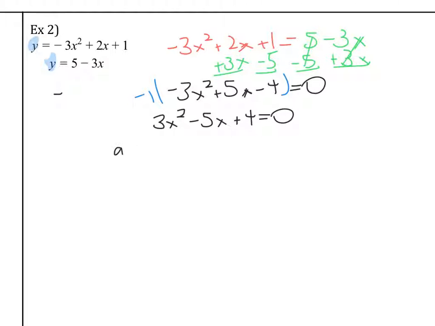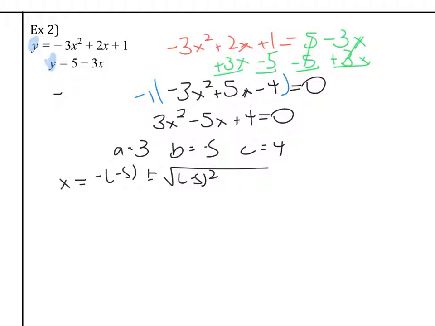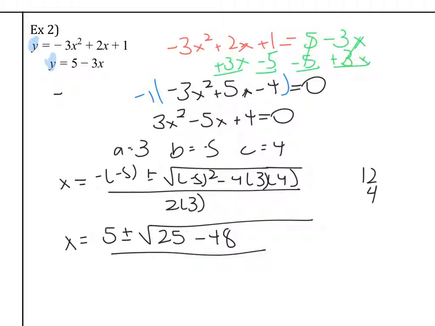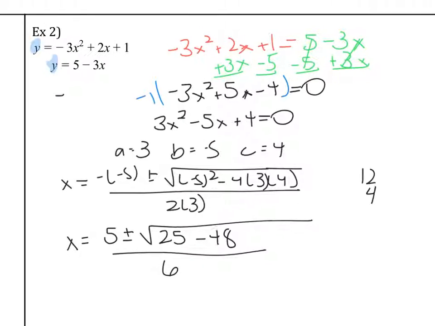So A is 3, B is negative 5, and C is positive 4. We plug it into our quadratic formula. So x equals negative 5 plus or minus the square root of negative 5 squared minus 4 times 3 times 4, all over 2 times 3. Now negative 5 is a positive 5, plus or minus the square root of negative 5 squared, which is positive 25, minus 4 times 3 is 12 times 4, so that is 48, all over 2 times 3, which is 6.